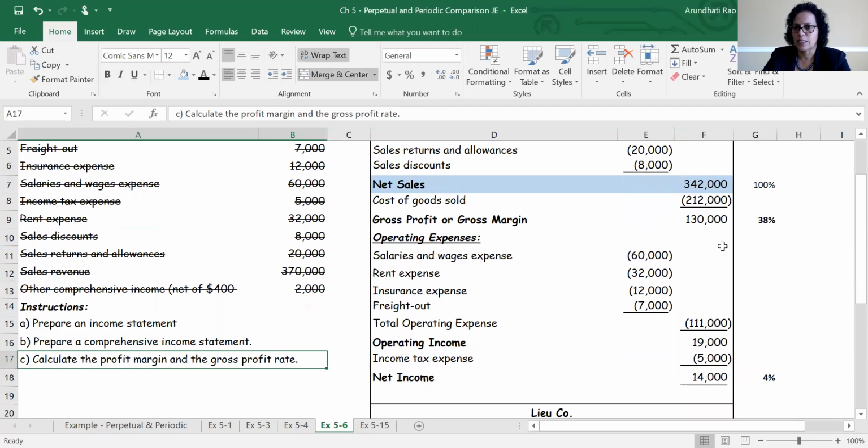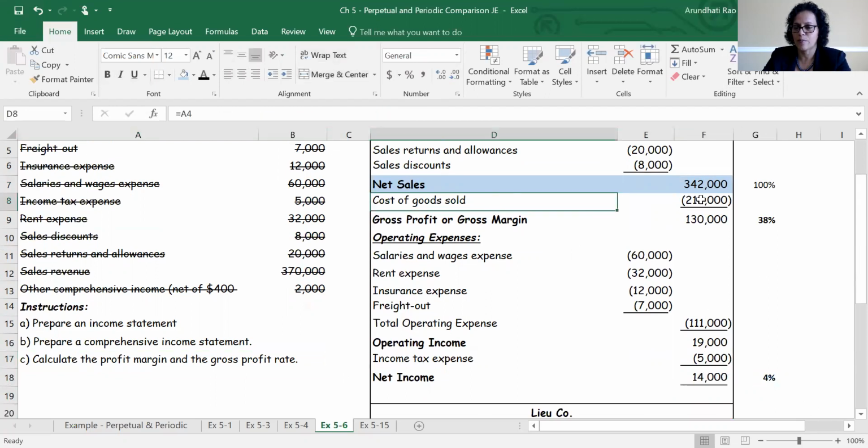So what's the most expensive expense? Cost of goods sold. The items I purchased itself is expensive, which is 62%. So for every dollar in sales, 62 cents is going away in the cost of that item itself. Then we have a whole chunk going in expenses, leaving us with a 4% profit margin.